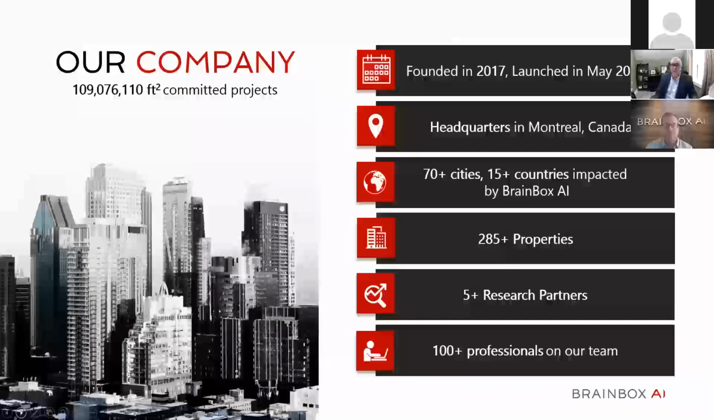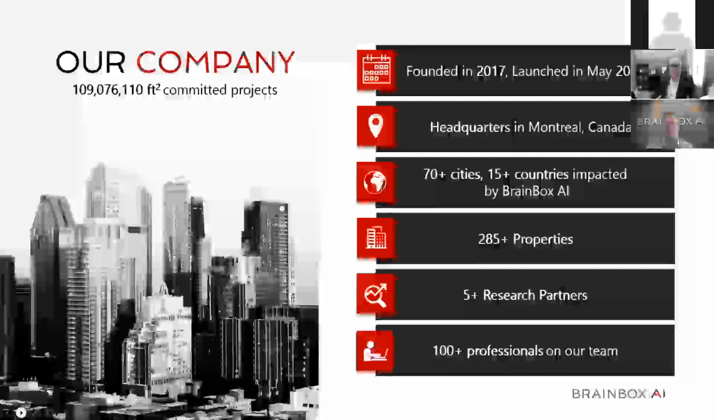If you look at BrainBox, BrainBox AI was launched officially in May of 2019, but it actually was started back in 2017. Their headquarters are in Montreal. They're already in 70 cities and 15 countries, and it's probably close to 300 buildings now. They have over 5 research partners, and the company is now up over 100 professionals. So it's a quickly growing company.